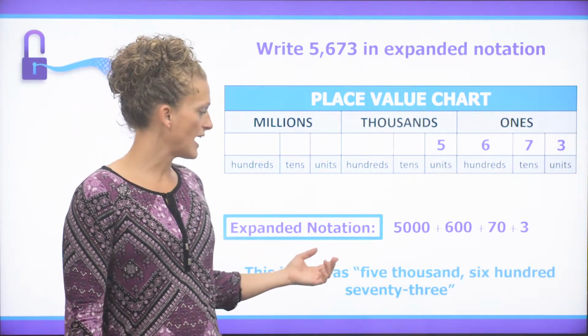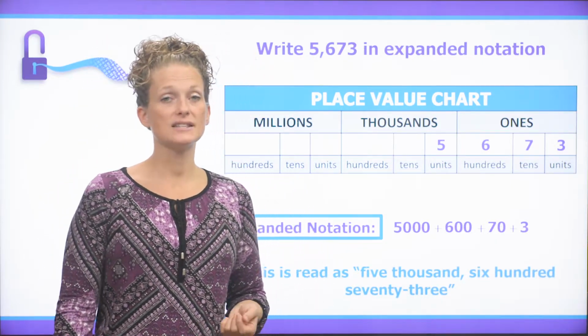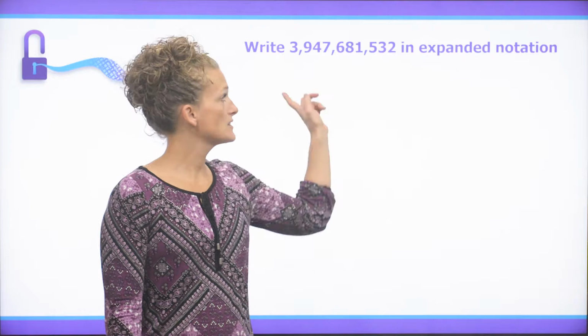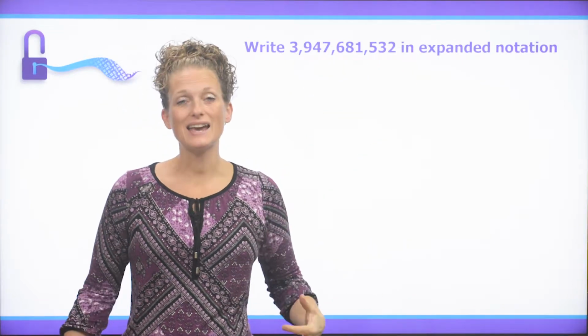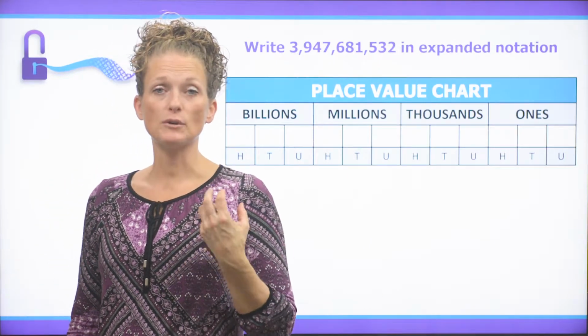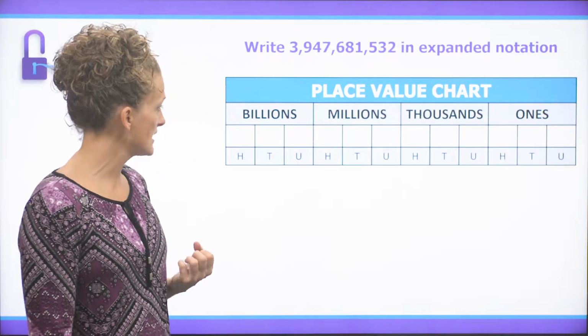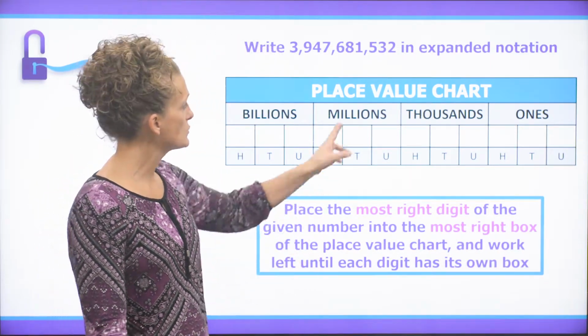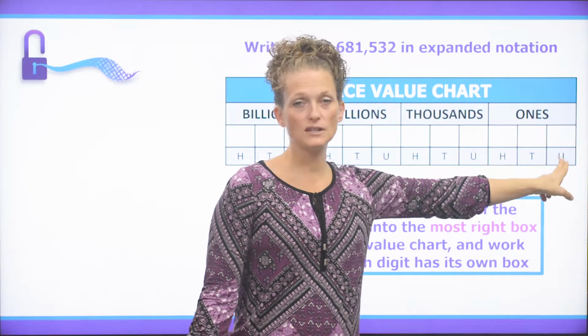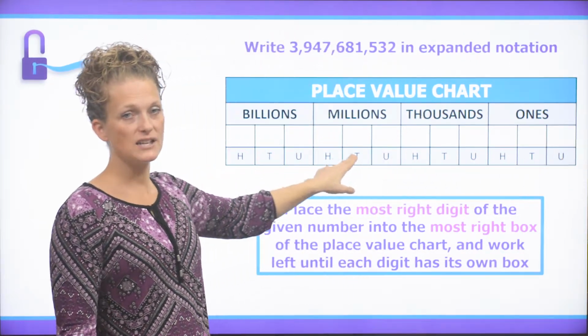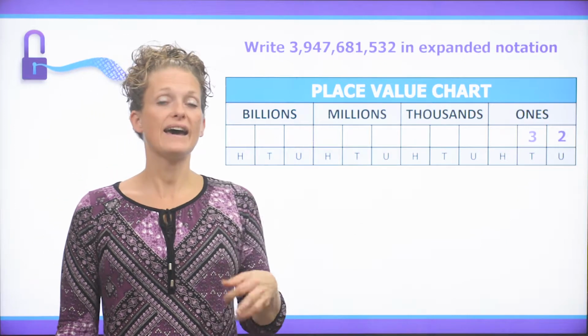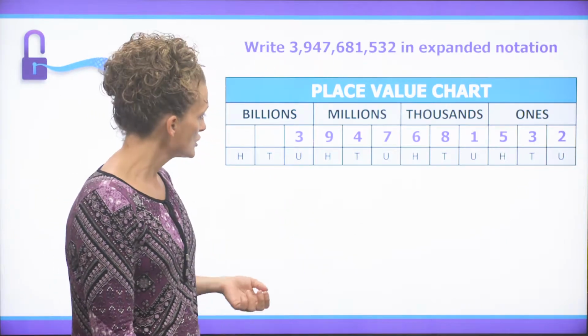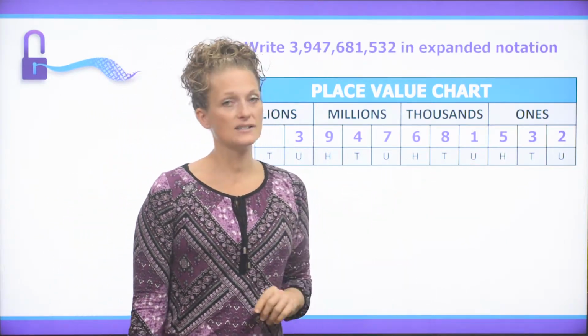And we read that as 5,673. Now, this is an even larger number, but again, it does not matter the size of the number. We always follow the same procedures. So this is one of those ones that follows the same rules. So we take the most right digit, place it in the most right box, and go from right to left until all of the digits have their own box. So we've done that here. Each digit has its own box.